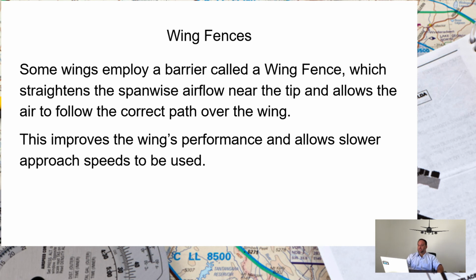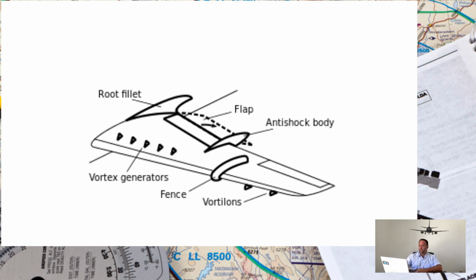Wing fences. Some wings employ a barrier called a wing fence, which straightens the spanwise airflow near the tips and allows the air to follow the correct path over the wing. This improves the wing performance and allows a lower approach speed to be used. Can you see here the wing fence, vortex generator? You can see the flaps and the shock body. Wow. All right, let's talk about the vortex generator.